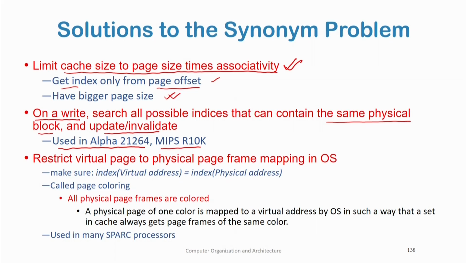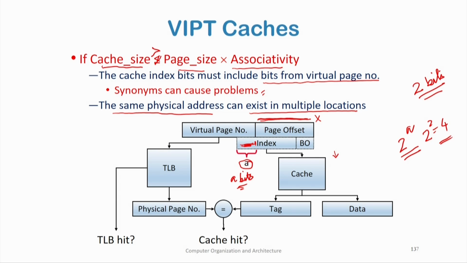This architecture R10K. The third strategy is by restricting virtual page to physical page frame mapping in the operating system. Okay. So, here I am restricting the placement of physical page frames into the cache. What do I want to ensure? That I will derive the same set in the cache by indexing the virtual address as I would by indexing the physical address. This is what I want to ensure, and this is done through a mechanism called page coloring.